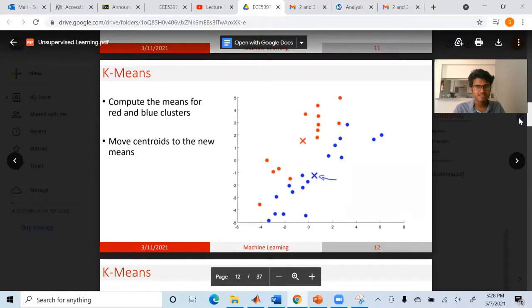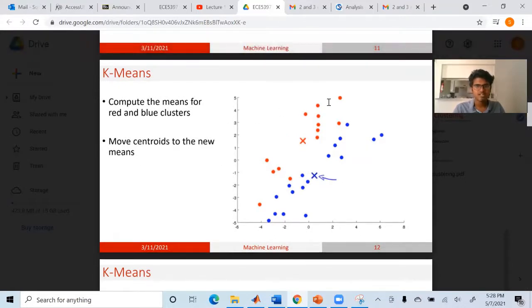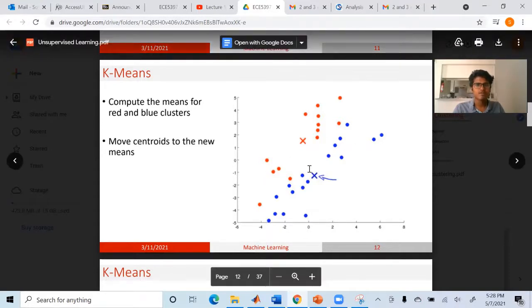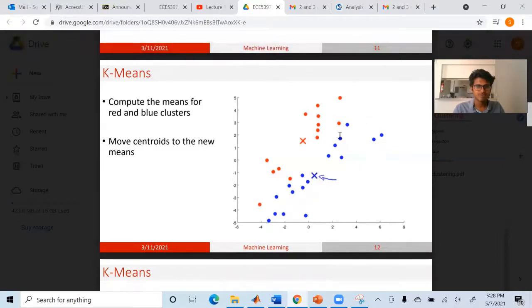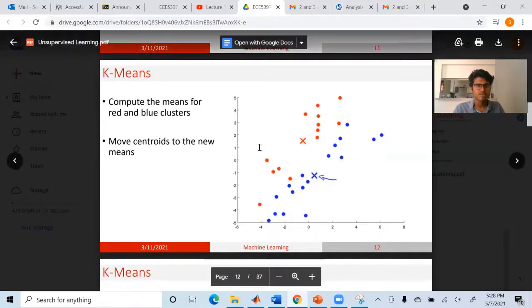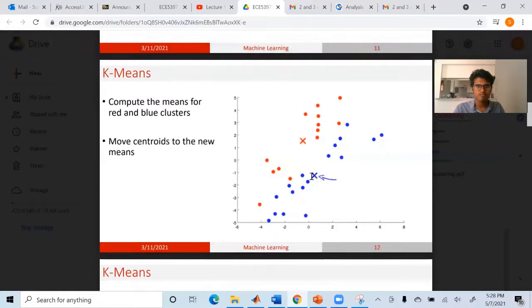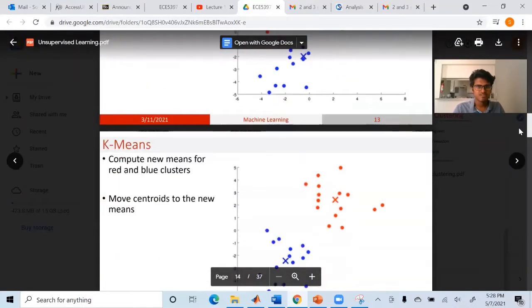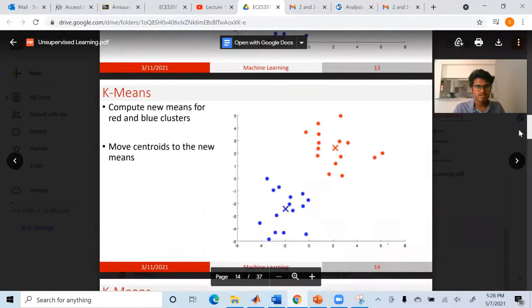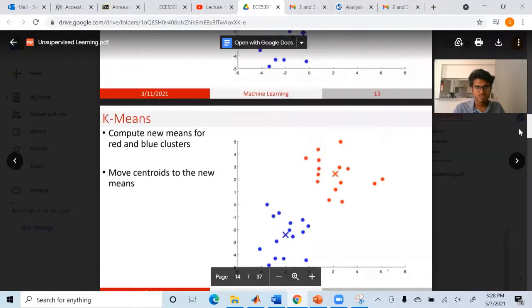In the next diagram, we compute the mean for the red and blue clusters. This group's mean means the position: the positions of each and every red point divided by the total number of reds. And for the blue, similarly, we evaluate the positions of the blues and divide by the total number of blues. Now we can see the centroid has moved to a new mean position from where it was earlier.